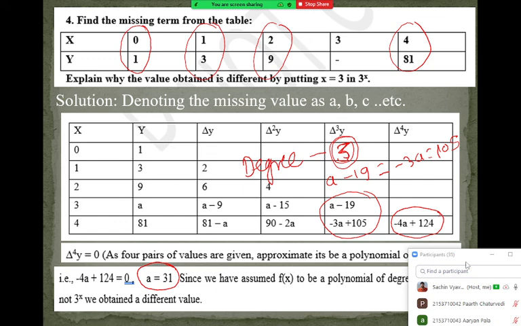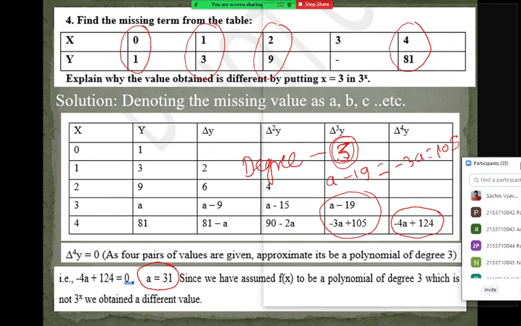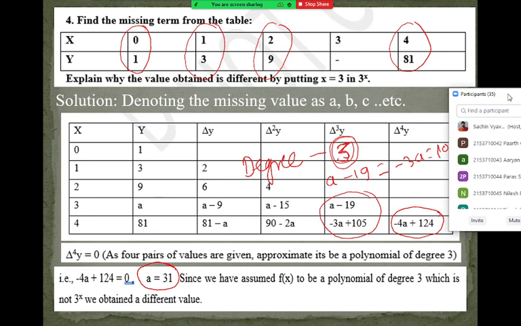And the answer for the second part of the question is also written there. You will observe that f(x) is a polynomial of degree 3, which is different from 3 raised to x, so we get a different value. What is the value of the missing value? We get 31, but the actual value is 27. It is always near to that. Right now we are just approximating by a polynomial of degree 3. Because of that, it is more away from 27, the actual value.